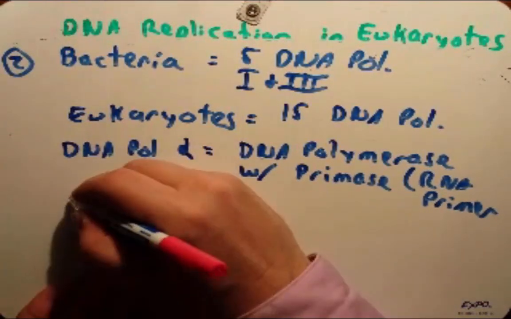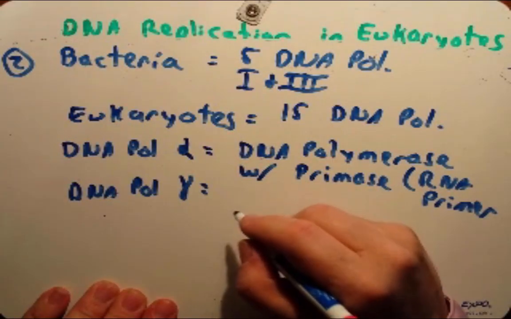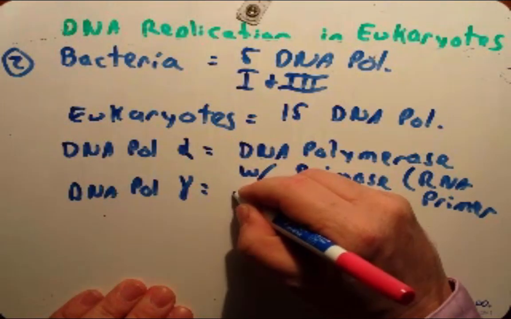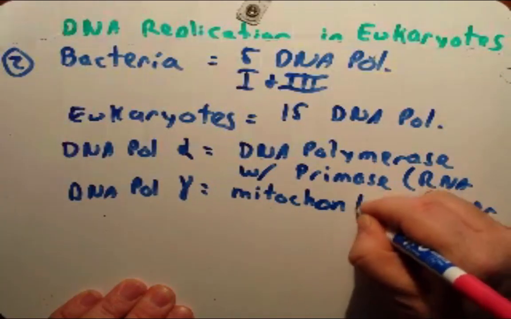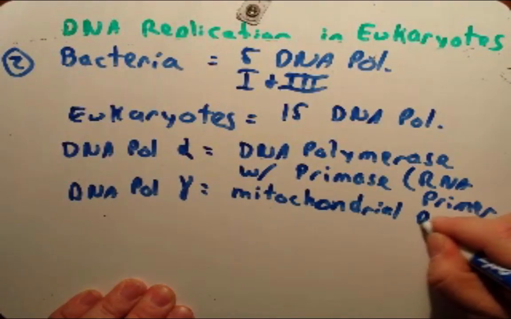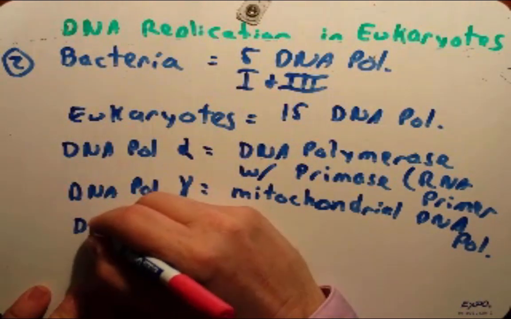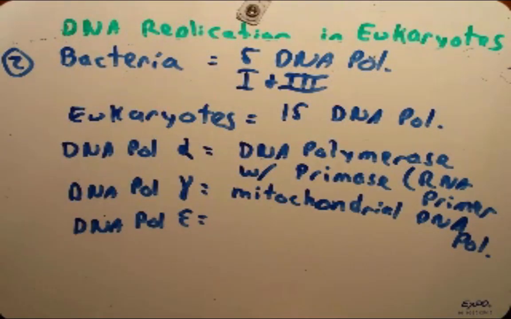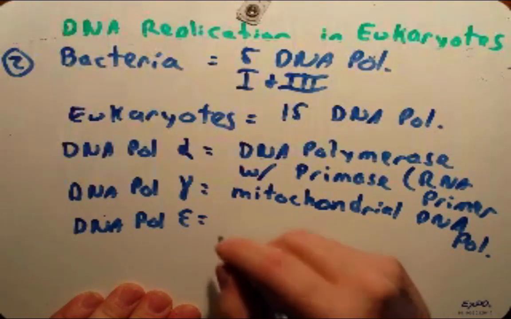I also said you need to know DNA polymerase gamma, and remember the mitochondria in eukaryotic cells also have their own genome, and so it requires a different polymerase. And so this is the mitochondrial DNA polymerase. And then you need to know DNA polymerase epsilon. This is important in repairing damaged DNA.